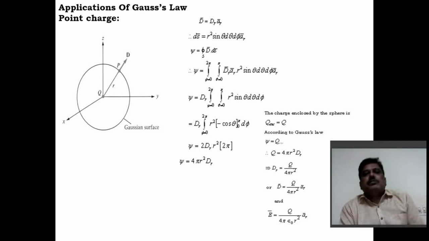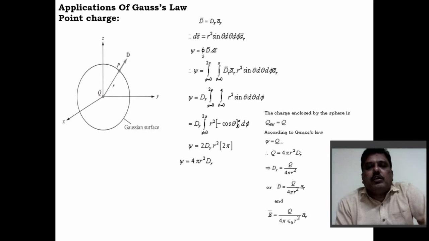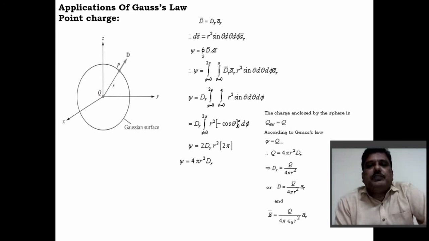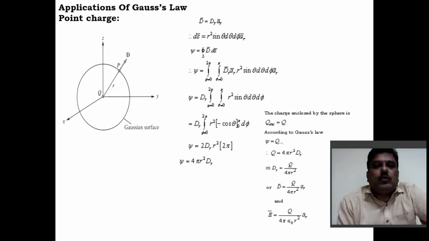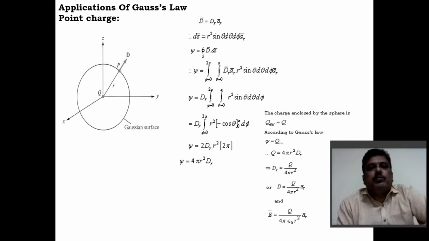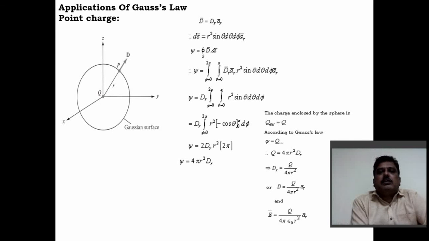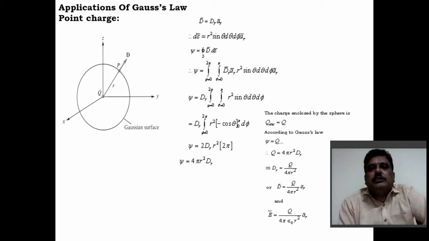So we have flux psi equal to the closed surface integral of D bar dot dS bar. Substituting D bar and dS bar, we get flux psi equal to the integral over phi, which ranges from 0 to 2 pi, and the co-latitude angle theta ranges from 0 to pi, of Dr ar bar dot r square sin theta d theta d phi ar bar.